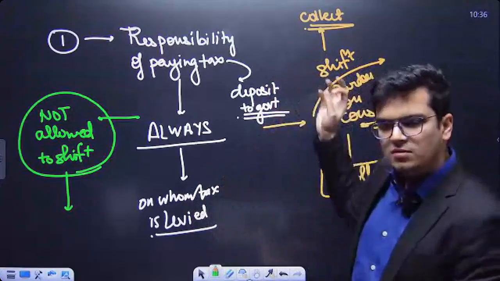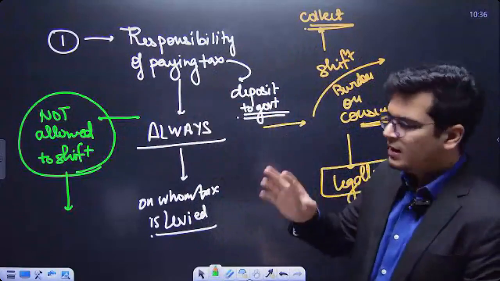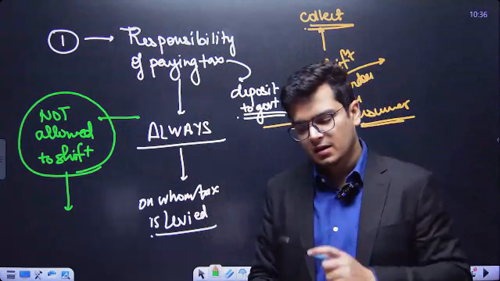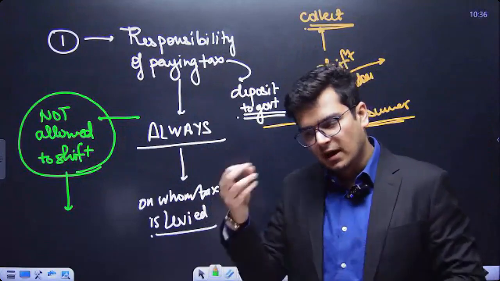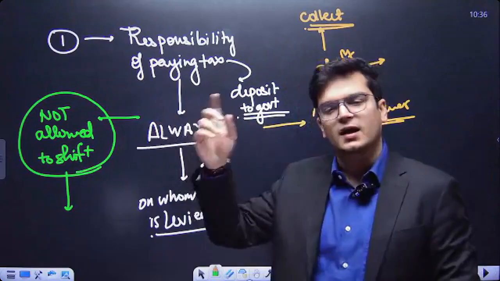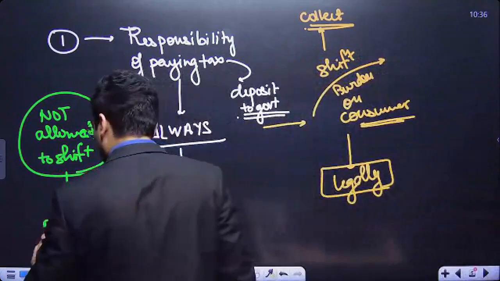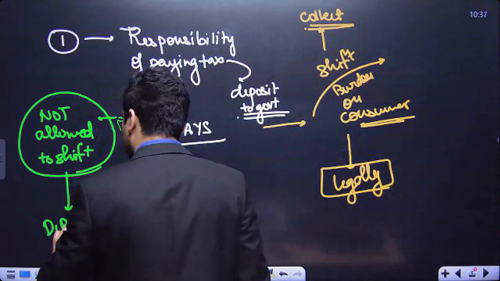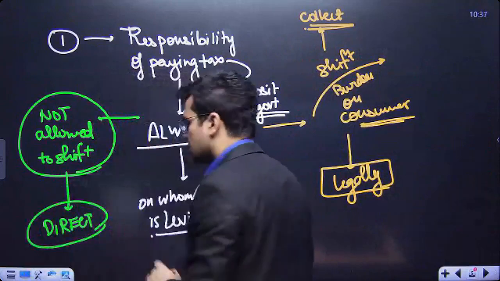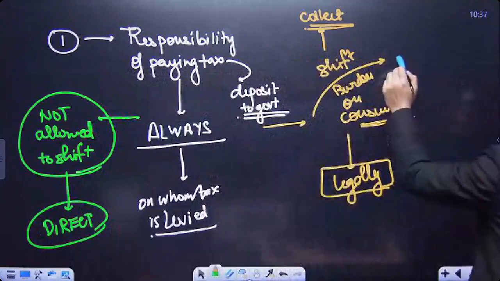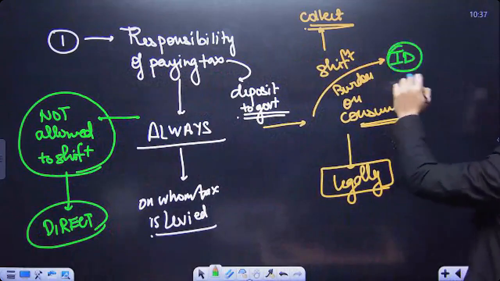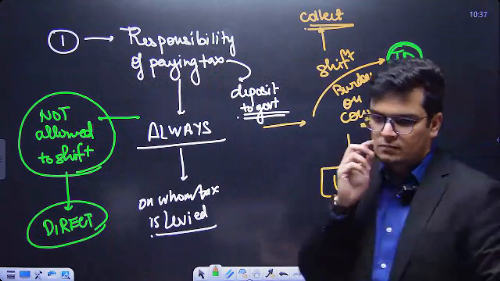I can collect from somebody else and then pay. In some cases, I cannot shift the burden. I will pay whatever I have. I will pay from that. I cannot collect from someone else. This is the case of direct taxation. Direct taxation. This is the case of indirect taxation. Indirect taxation. Okay.